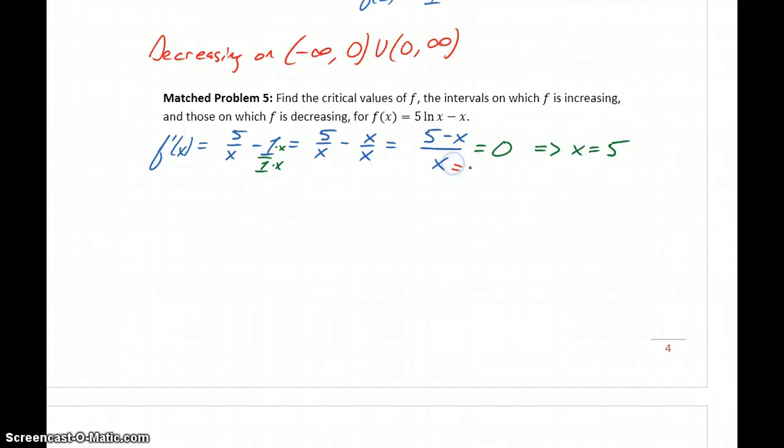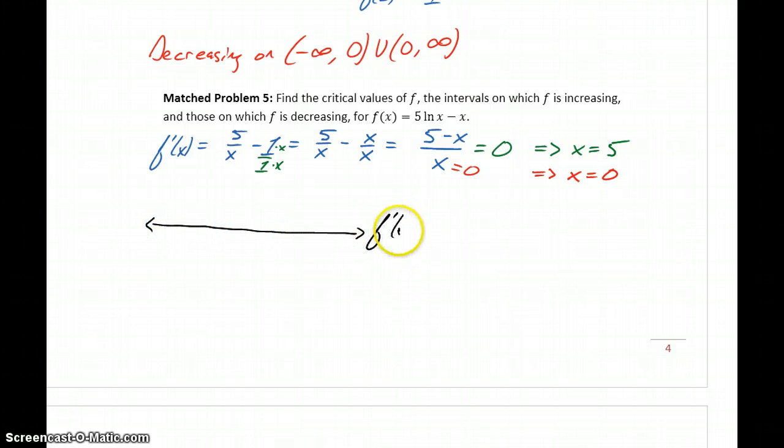The other is if we get a 0 in the denominator. So x is going to be equal to 0 in only one case, whenever x is equal to 0. So we have a critical value where our derivative is equal to 0 and a critical value where our derivative is undefined. So we have two critical values to consider, and we want to determine what's happening on either side of those.